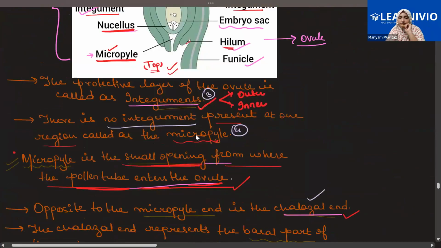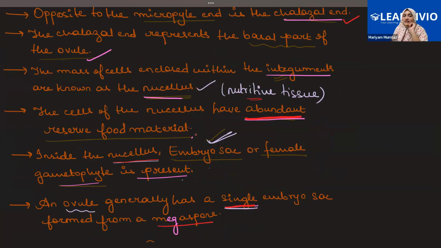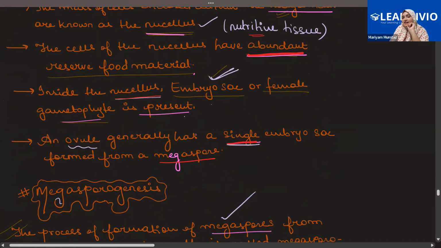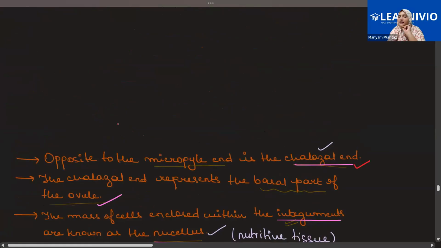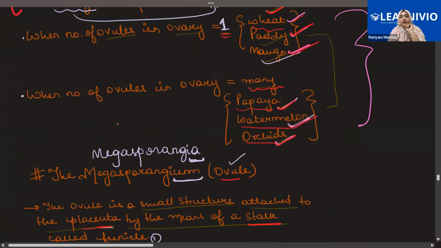So now coming on to the embryo sac. Inside the nucellus, the embryo sac is present, which is the female gametophyte, because this embryo sac will contain the egg, that is megaspore. Now, an ovule generally has a single embryo sac formed from one megaspore. So inside every ovule, there will be one embryo sac. Is it clear? Yes, ma'am. All the parts of the megaspore are clear to you? Yes, ma'am. Okay, very good. Now you can note it down.